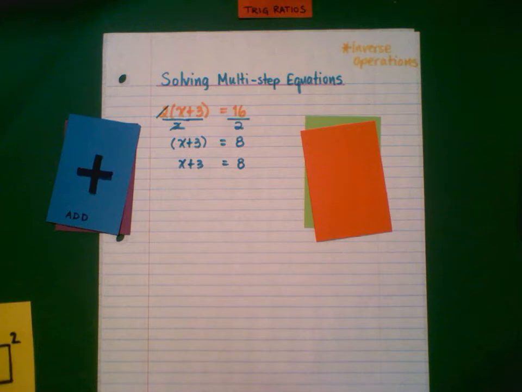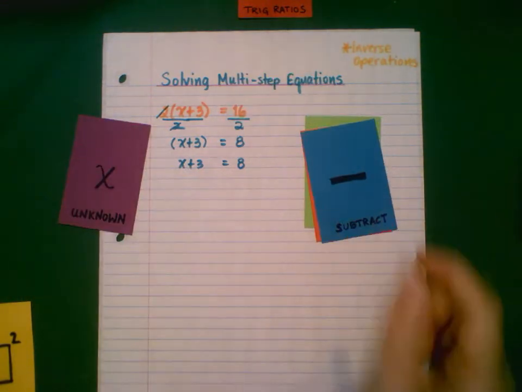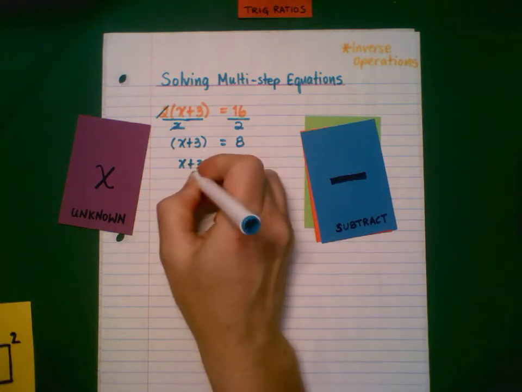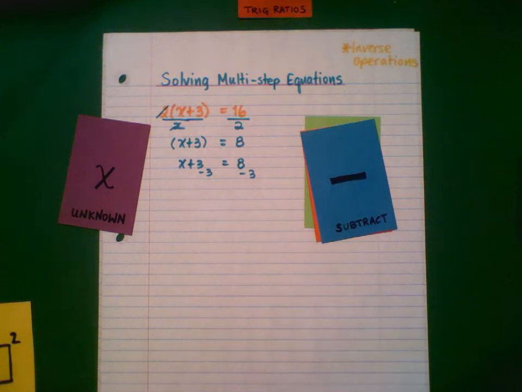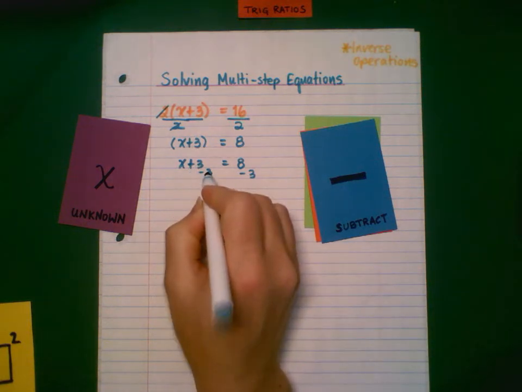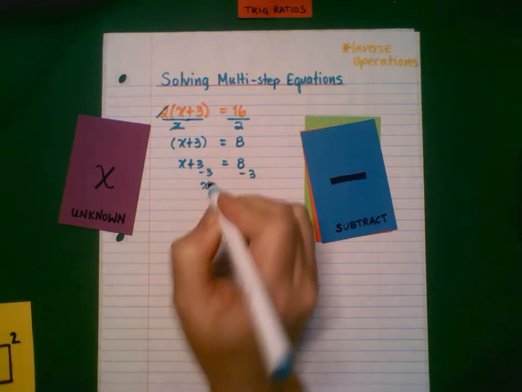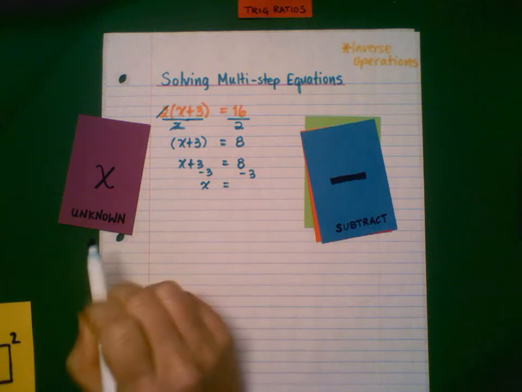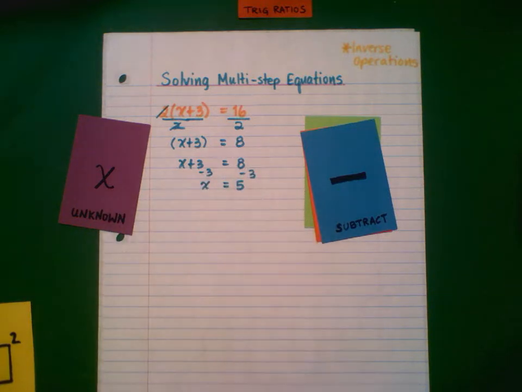Now I'm going to deal with that addition. I've just about said what to do. The inverse is a subtraction, so subtract 3 from both sides. The plus 3 and the minus 3 cancel each other out, or nullify. And I'm left with x is equal to 5.